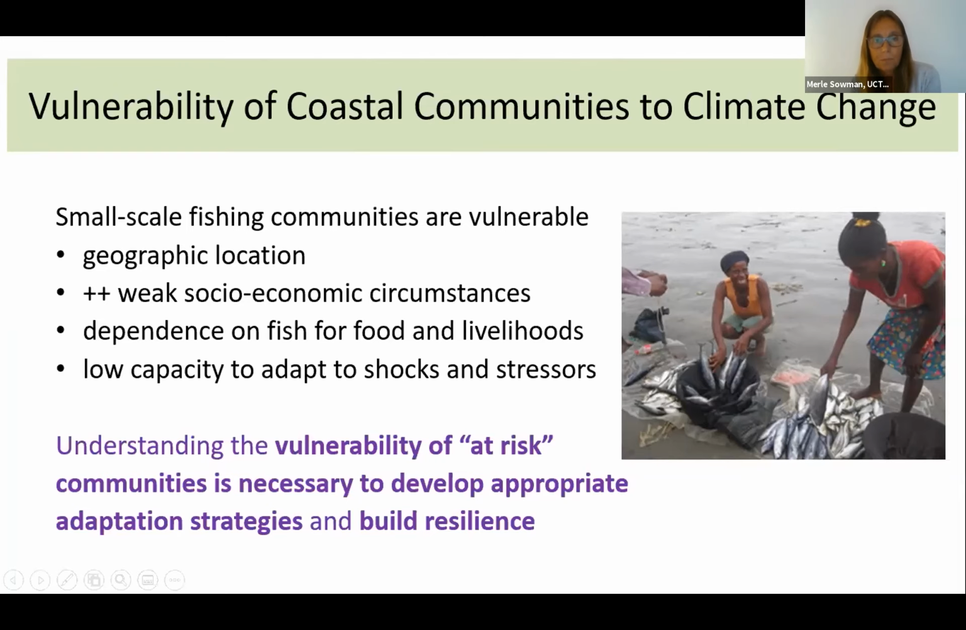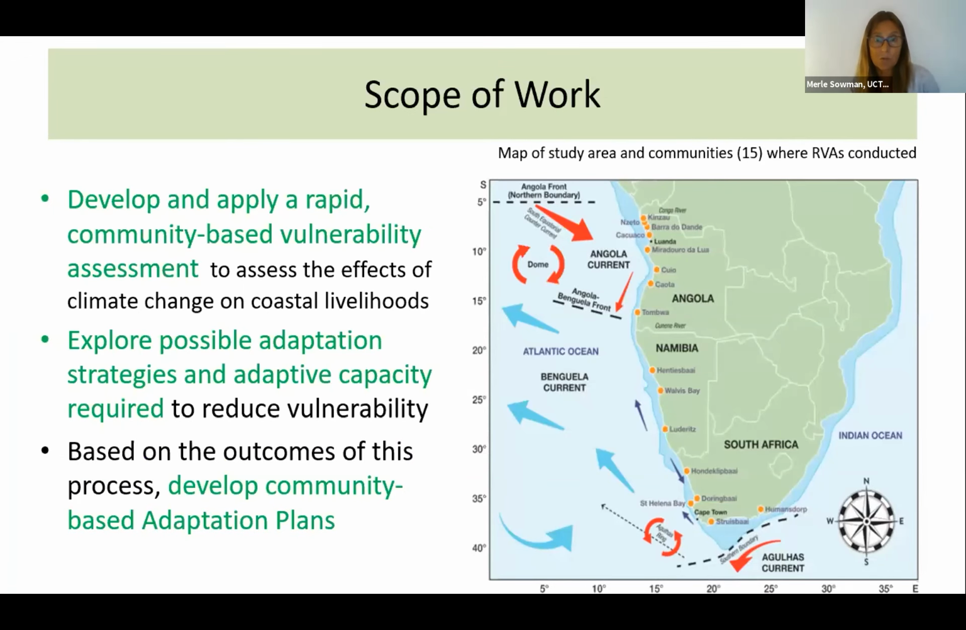So understanding the vulnerability of these communities is important for us to develop appropriate actions and adaptation strategies that can build resilience. So basically, in terms of the work that I'll be presenting, and this is really just an absolute snapshot of it, it's work that I've been doing with Serge Raimaitis from the NPO Abelobi in South Africa, from colleagues at the University of Namibia, and also from the NGO Development Workshop in Angola, where we've been working in 15 communities over the last 5 years, and where we've implemented a rapid community-based vulnerability assessment methodology to understand the effects of climate change on coastal livelihoods, and where we've been exploring possible adaptation strategies and looking at the adaptive capacity required to reduce vulnerability and build resilience. And then based on the outcomes of these vulnerability assessments, we have developed community-based adaptation plans. So I'm going to focus particularly on the community-based adaptation plans that emanate from the vulnerability assessments.